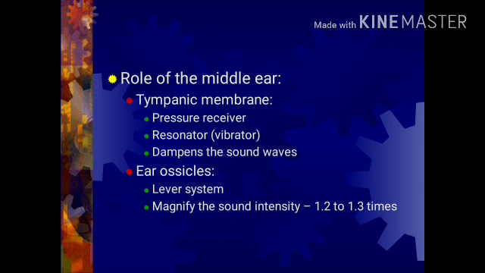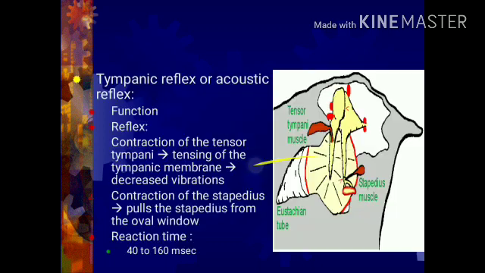Role of the middle ear. The tympanic membrane acts as a pressure receiver. It also acts as a resonator, that is a vibrator, and it also dampens the sound waves. Ear ossicles function as a lever system and magnify the sound intensity 1.2 to 1.3 times. Because the surface area of the tympanic membrane is 50 mm square and the surface area of the oval window is 3 mm square, the surface area reduces by 17 times and therefore the pressure increases 17 times.